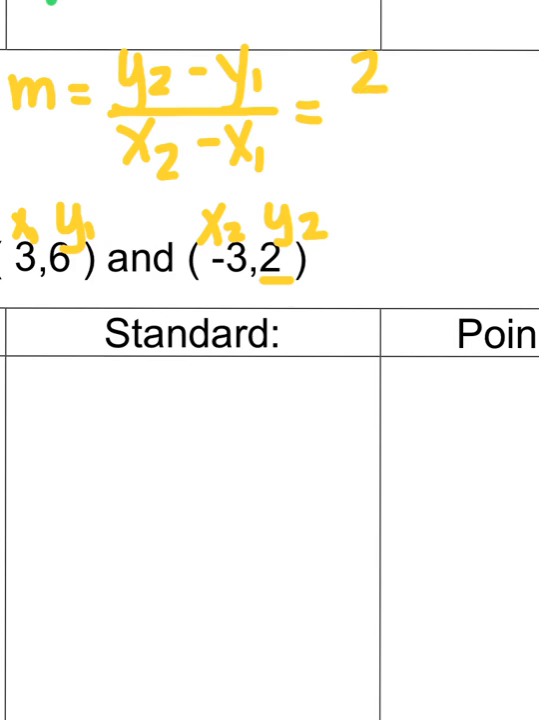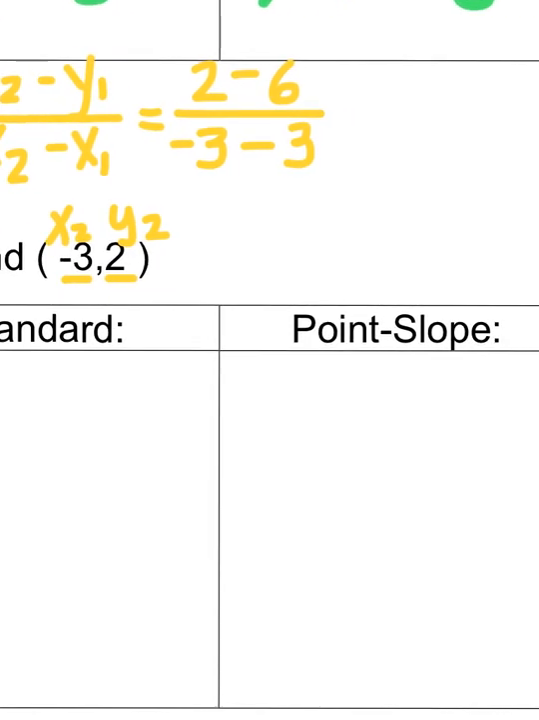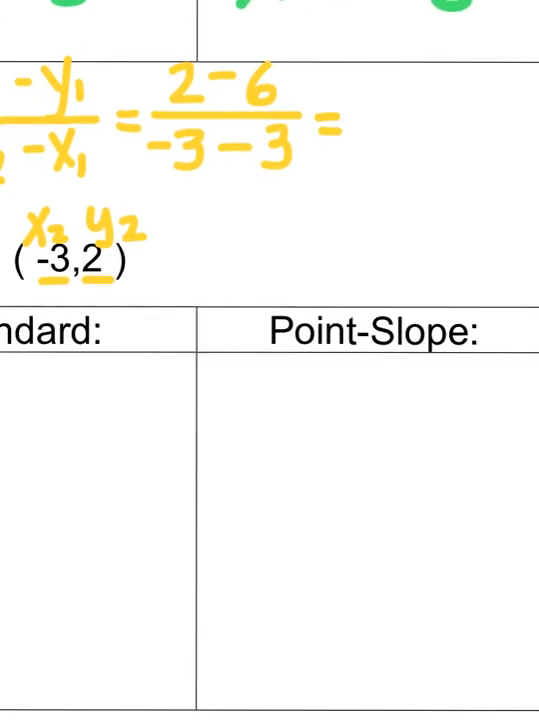So y2 is 2, y1 is 6: 2 minus 6, x2 is -3, minus x1, which is 3. We will simplify that at this time. 2 minus 6 is -4 over -6. And let's simplify that to 2/3. So the slope is equal to 2/3.